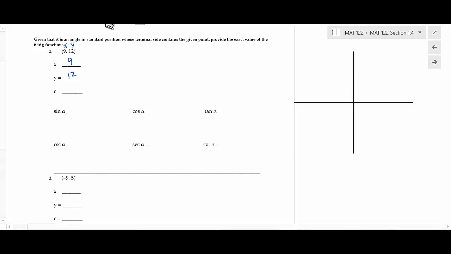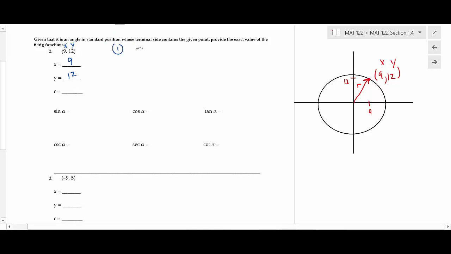Let's just draw a circle, around kind of like that. What we're really looking at is the point 9, 12, and let's just estimate where that is. We have some sort of circle on here, and let's say that this is 9 and that's 12. So we have the point 9, 12, which means we have a radius r, and x is 9 and y is 12. Based on that point, you're going to find the values of the 6 trig functions.